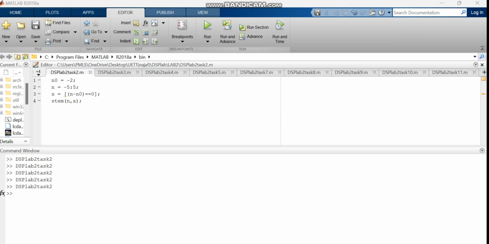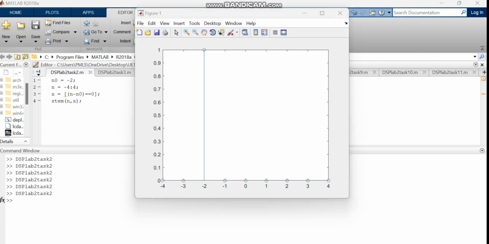Now if we talk about changing the limits n1 and n2, we see that by changing the value of n1 and n2, it will affect the range over which the step signal is plotted. We changed the range from -5 to 5 to -4 to 4, and we saw that the range was changed to -4 to 4.